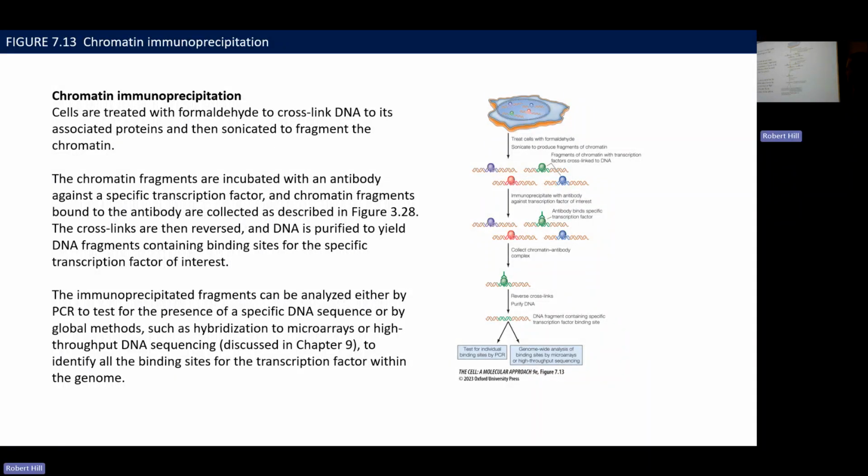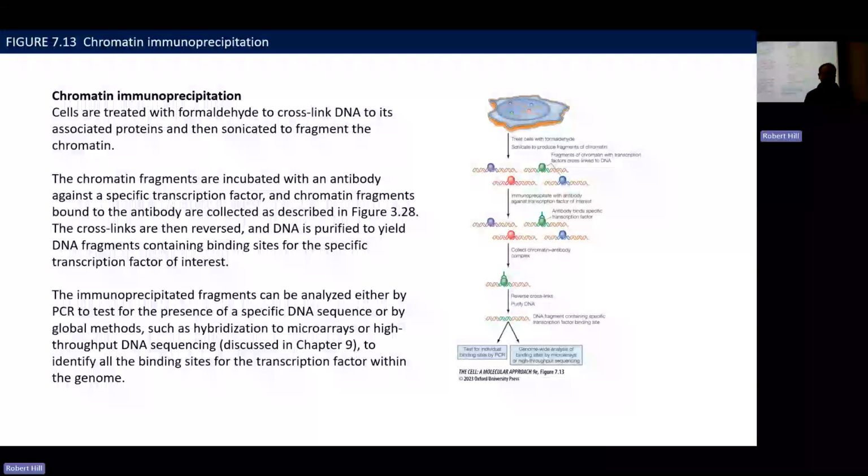You can reverse the cross-links. So now we only have our sequence that was bound to the transcription factor that we're interested in, and we can identify the sequence now. That's one way that you can look at various consensus sequences.